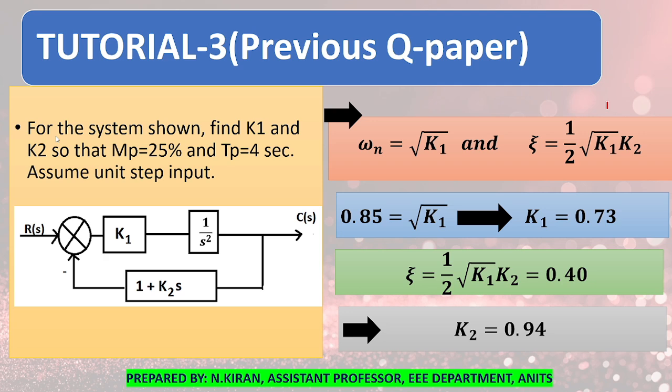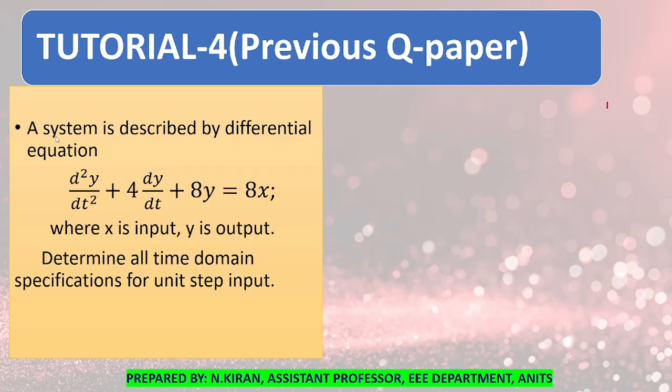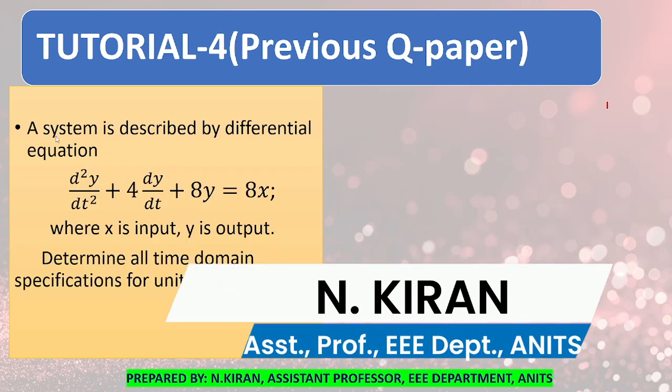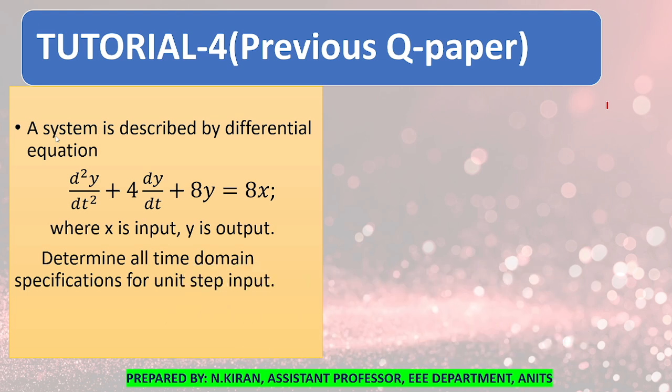Yes, next tutorial. The system is described by the differential equation d square y by dt square plus 4 dy by dt plus 8y is equal to 8x, where x is the input and y is the output. Determine all time domain specifications for unit step input.